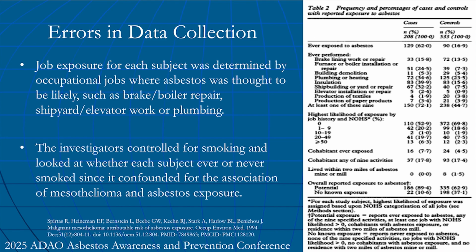This study looked at occupational jobs where asbestos was thought to be likely. So they just looked at a few categories. They didn't think about the whole compendium of things, but they looked at breaker, boiler repair, shipyard work, or plumbing. They controlled for smoking. How many of you can give me your parents' smoking history?